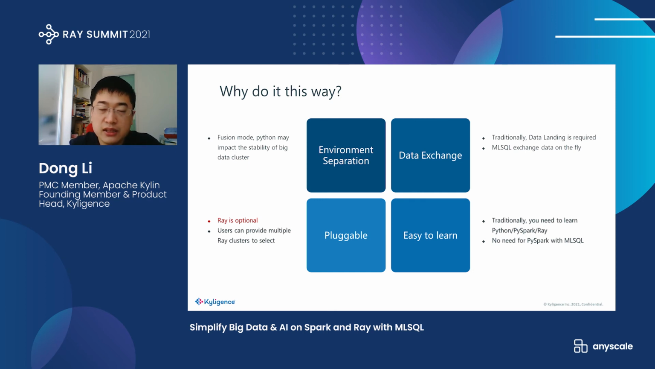Okay, and secondly, intermediate storage is not necessary for data exchange. It is more performant and stable. We can talk about this later in the deep dive part. And pluggable. Actually, Ray is optional here. Users can run the Python scripts in the Python worker only, or just submit the job to any Ray cluster, as long as you provide the connection information of Ray, just like the demo we showed. You just switch the connector string, the host and port, and you can submit the job to another Ray cluster.